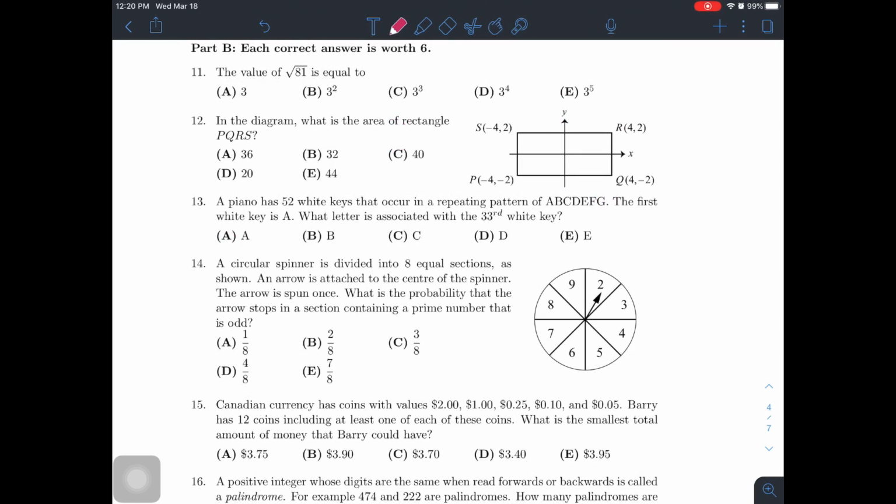Question 11. The value of root 81 is equal to, so we know that root 81 is equal to 9, which also equals 3 squared. So the answer is B.